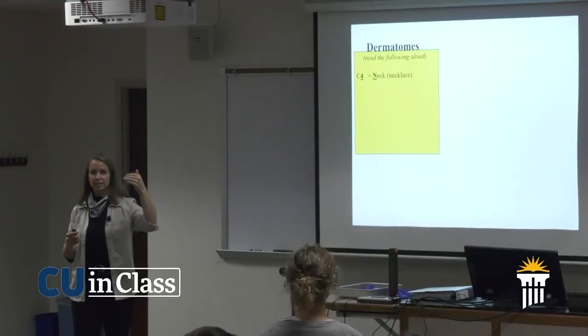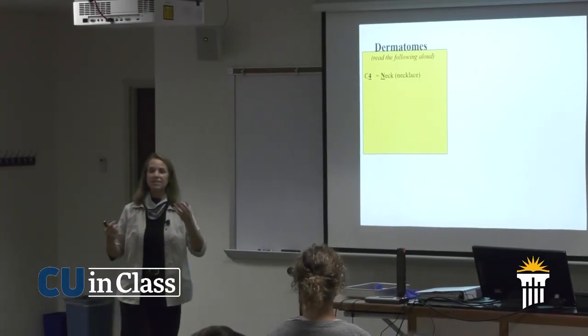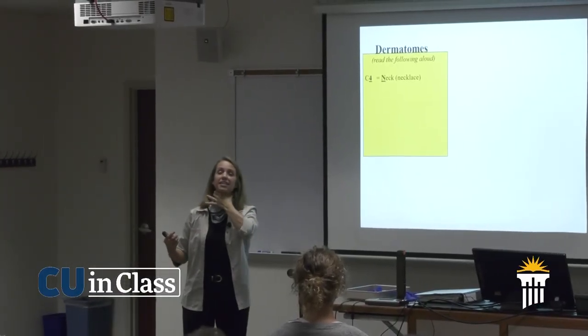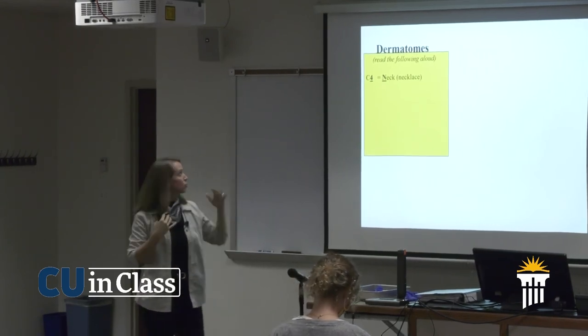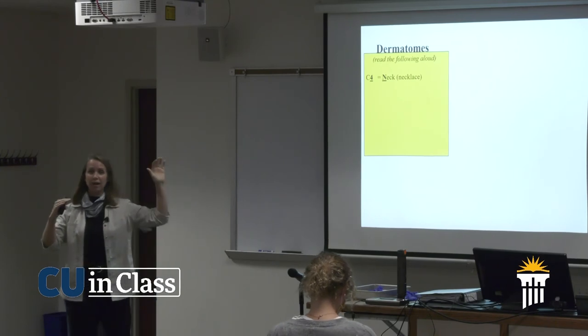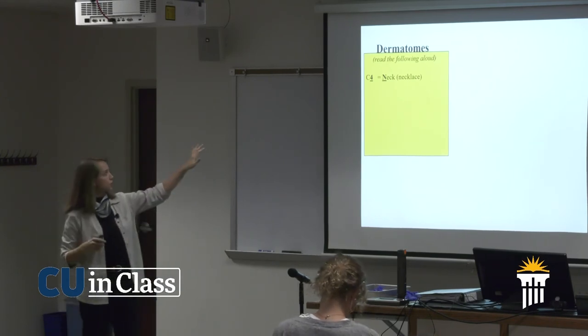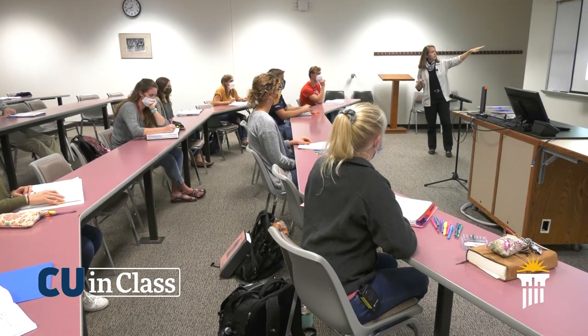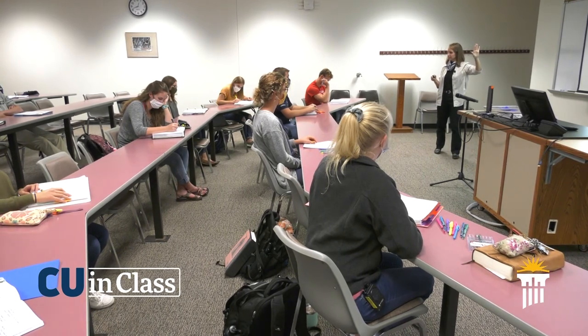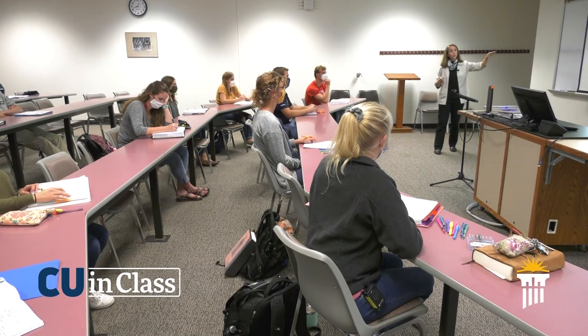C4 is neck or necklace. Because sometimes if you think neck, you might think up here. And C4 is more where you might wear a necklace, so a little bit lower. So we're going to be looking at C4, T4, L4, and S4. C4 is neck. Next one. T4 is nipples. L4 is your knee. I know it has a K, but for our purposes, it doesn't. And then S4 is the anus.